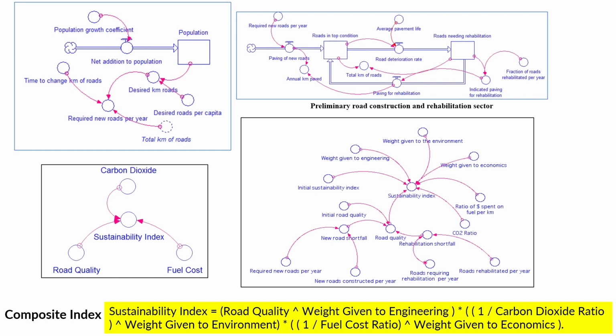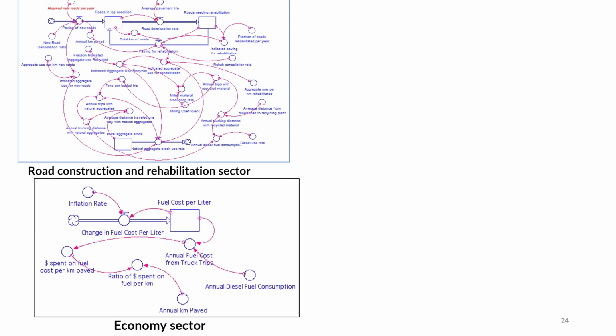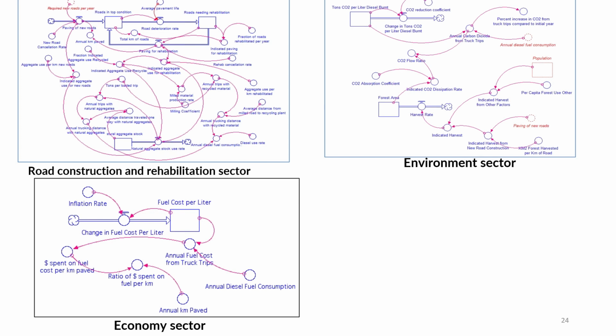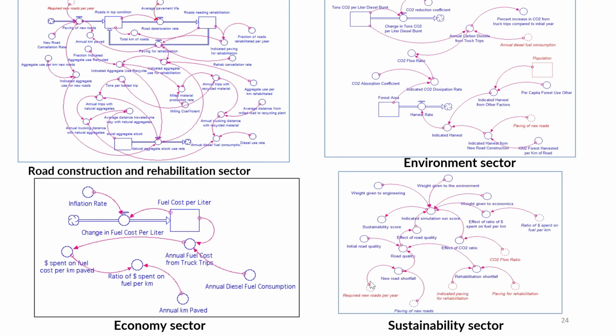And then the goal will be to experiment with different things. What different things are we talking about? So for example, if I can recycle roadways, right? Reuse the roadway materials. There are different things, but let's stick to recycling of roadways. Then we will see how it impacts the sustainability index, how it impacts the natural aggregate stock and everything. So this is the road construction rehabilitation sector. This is the economic sector. This is the environmental sector, and this is the sustainability sector.